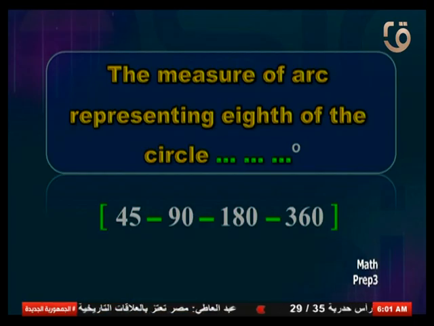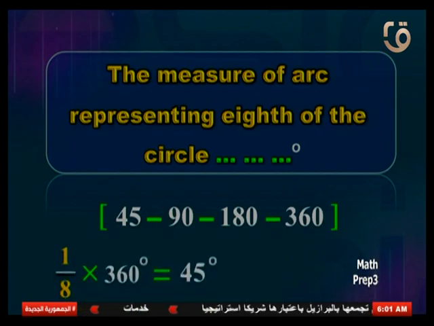Then, what about the measure of the arc representing 1/8 of the circle? What about the measure of the circle? The measure of the circle is 360 degrees. And I want you to find 1/8 of the circle. So it is 1/8 multiplied by 360 to obtain a result as 45 degrees, which is going to be the first choice, which is 45 degrees.